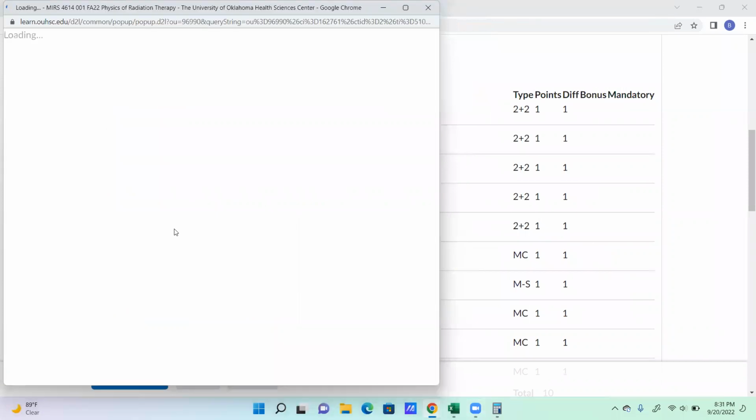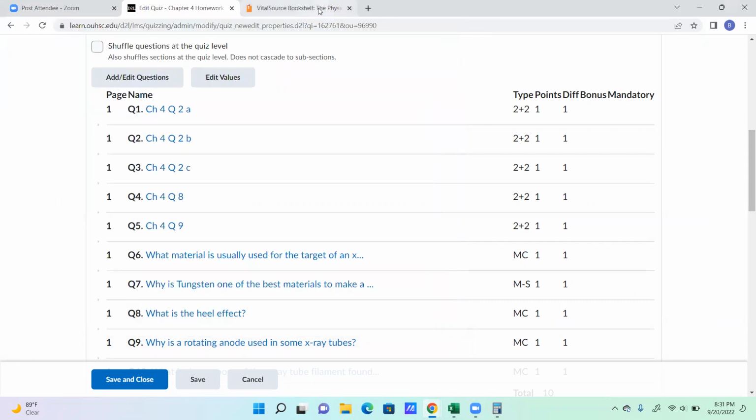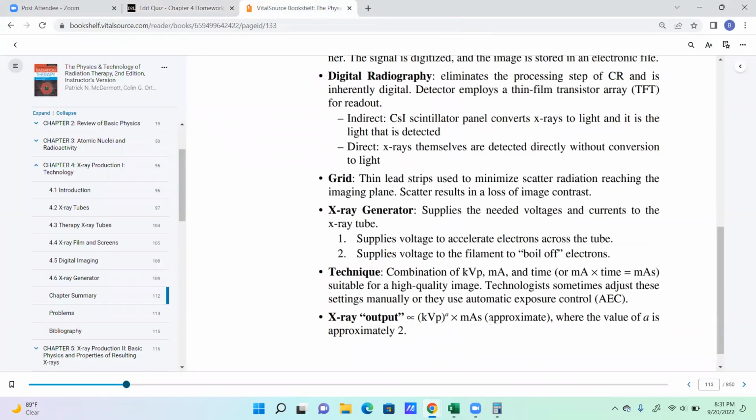So chapter 4, question 9. A diagnostic X-ray tube is running at 80 kVp and 10 MAS. The tube voltage is increased to 100 kVp. Approximately what should the new MAS be to keep the output the same? And again, we're going to use the formula that we had here, which is this. We want the output to be about the same, so we'd want this number to be about the same.